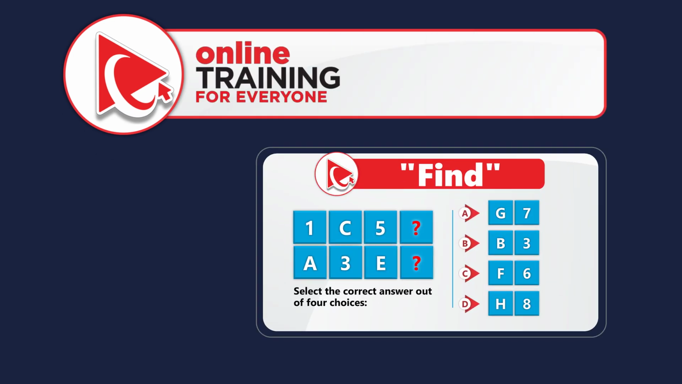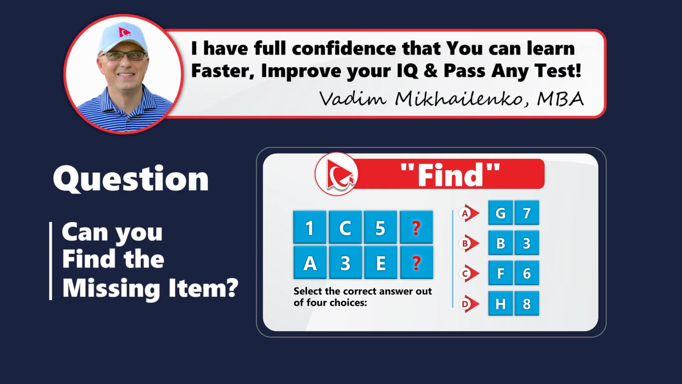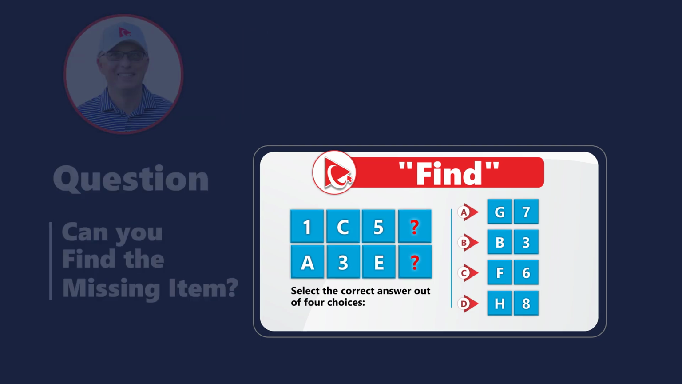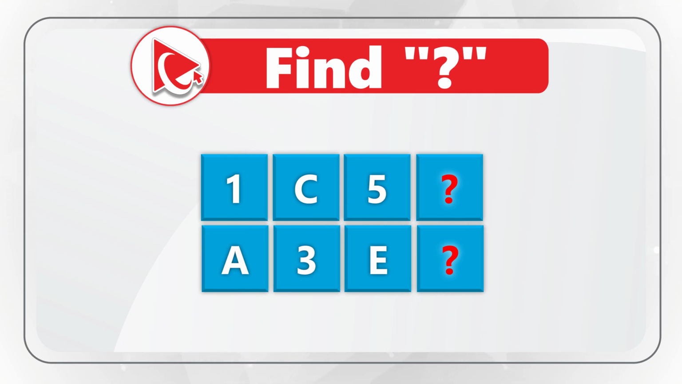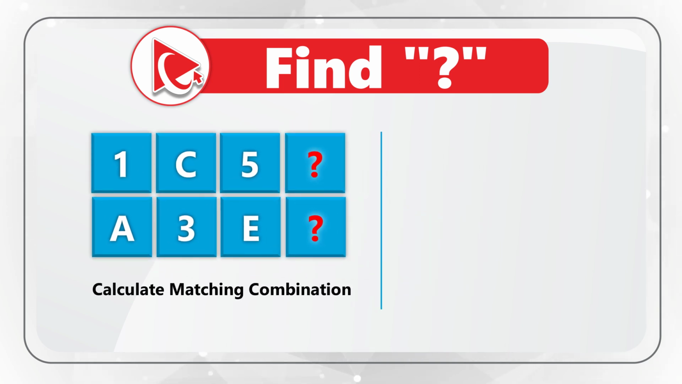Calculating missing items is one of my favorite questions, especially considering the fact that calculations are very simple. You're presented with 2 rows of values. The first row contains values 1, C, 5, and then comes the missing value. The second row contains values A, 3, E, and then comes the missing value. You need to select the calculated combination out of 4 different choices.